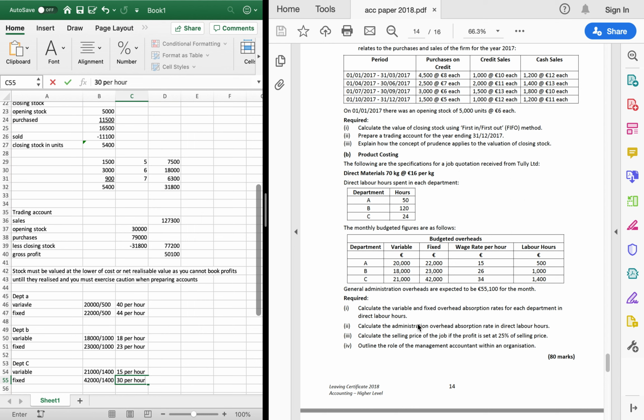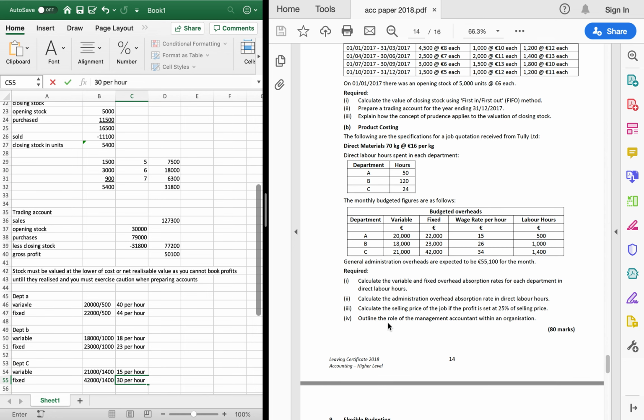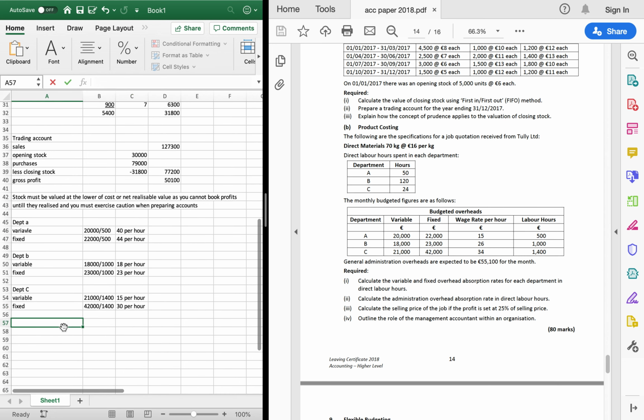Okay, so that's part one done. Calculate the administration overhead in direct labor hours. So administration is like your health and safety officer, maybe your secretarial expenses, your accountant's expenses. So it gives it here as 55,100, and what we have to do is divide by the total number of labor hours. So 500 plus 1000 plus 1400. It's not per department, so it's divided by 2900.